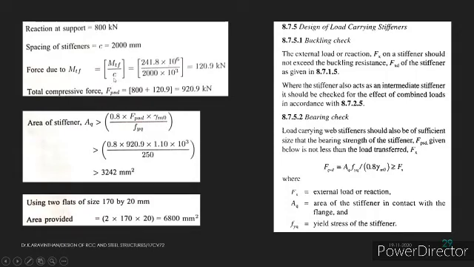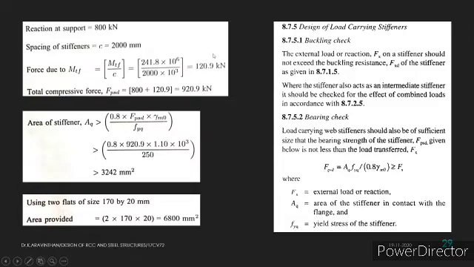Our C will be 2000 divided by 10 power 3. For converting this into kilonewton we are multiplying by 10 power 3. So if you divide this you will be getting a force. This force is 120.9 kilonewton.